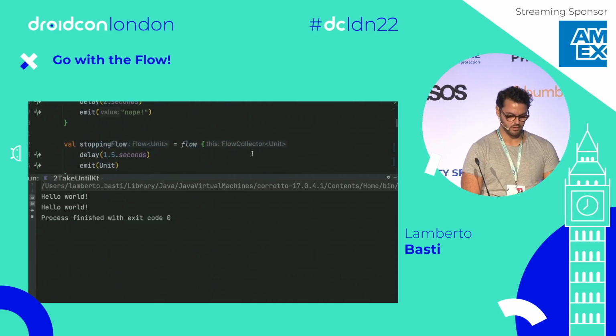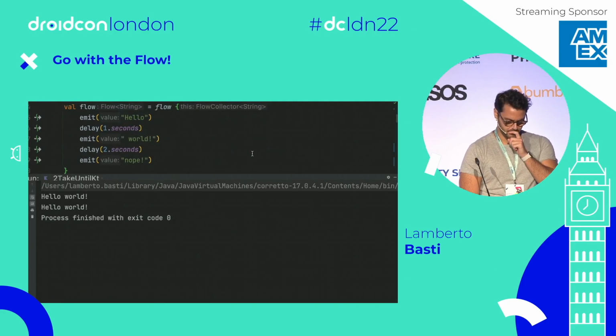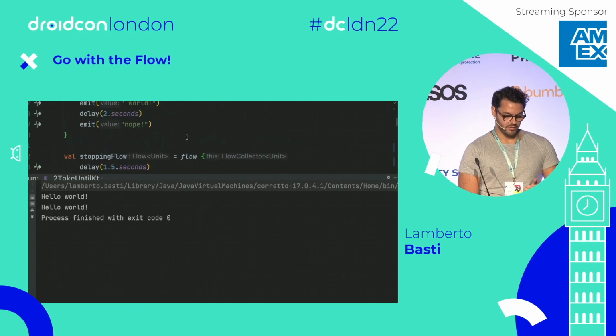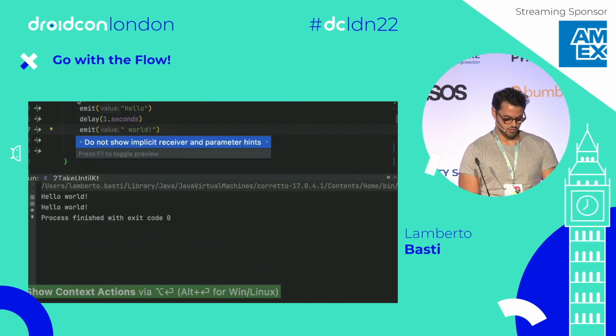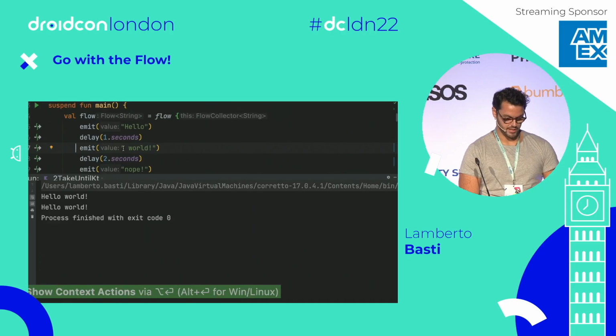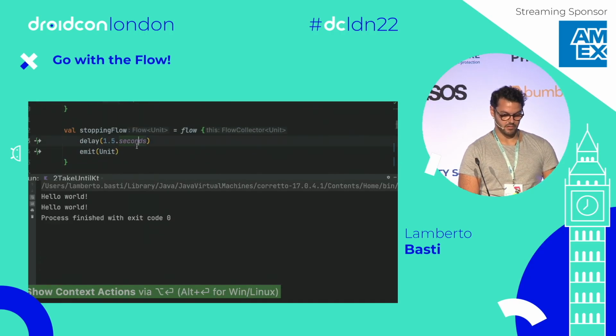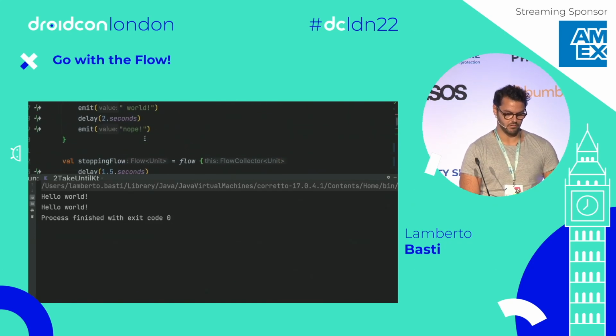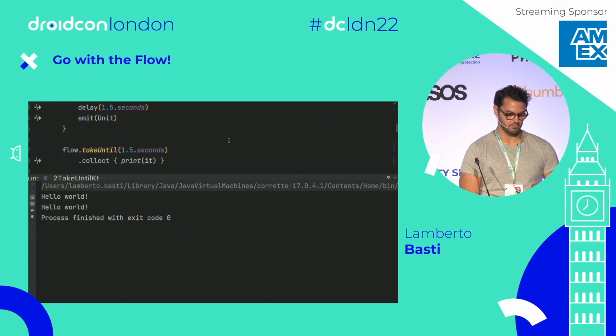So let's see again the code. We have a flow here that sends hello, waits 1 second, and then sends world, and then waits 2 seconds. That's the upstream flow. The stopping flow waits 1.5 seconds, so it should land more or less during this delay, all right? And then it emits unit. Here, it just waits 1.5 seconds, and then it closes the flow. So in both cases, nope does not get printed out, and it works as expected.